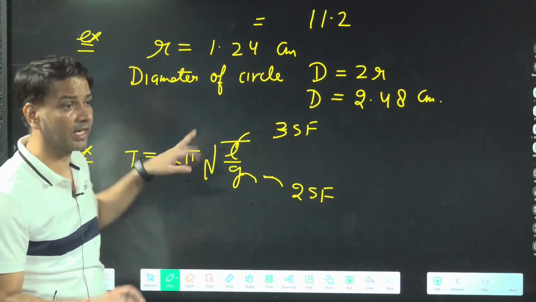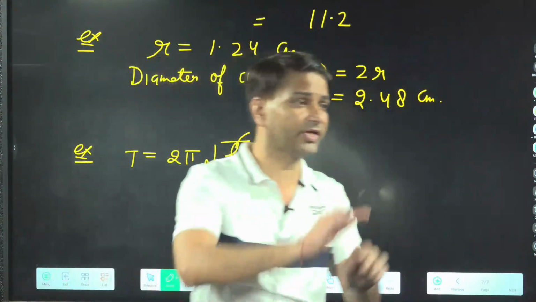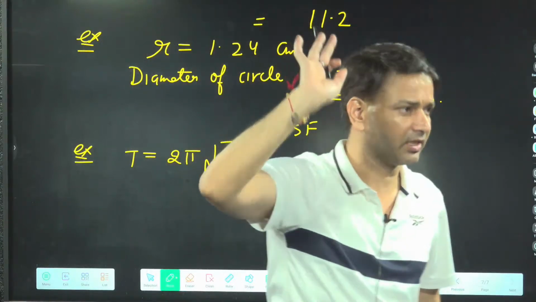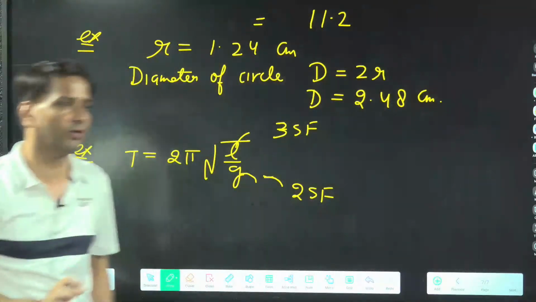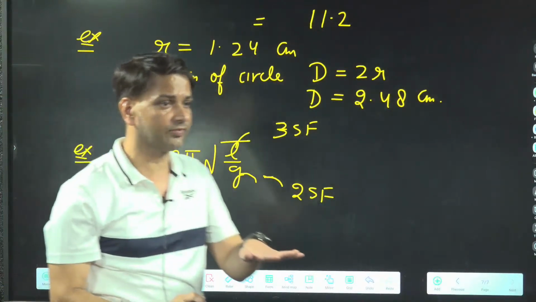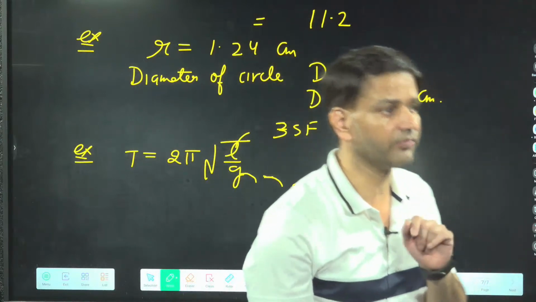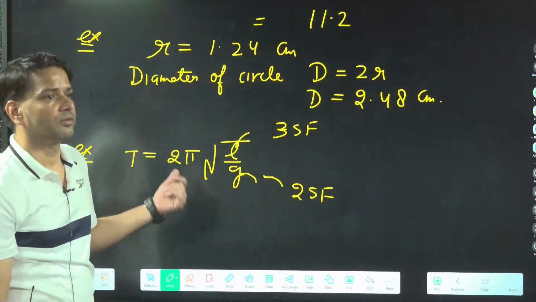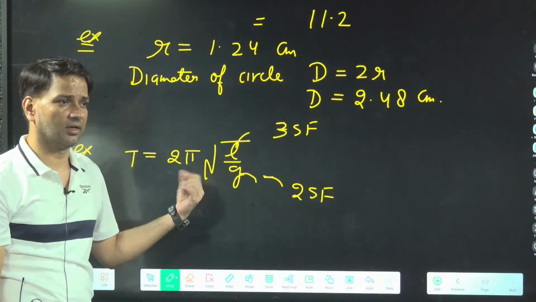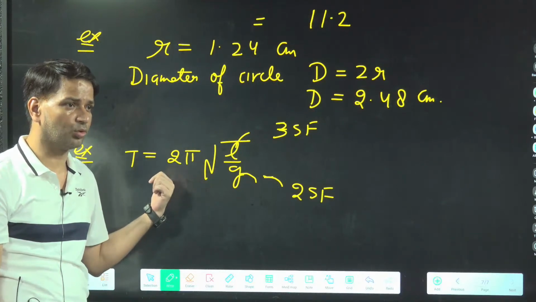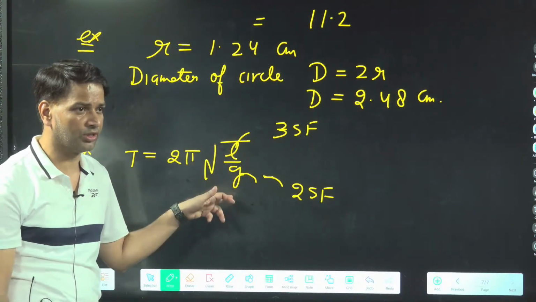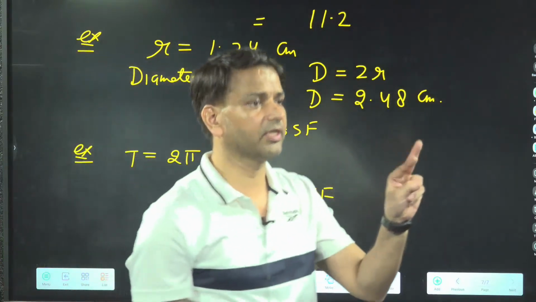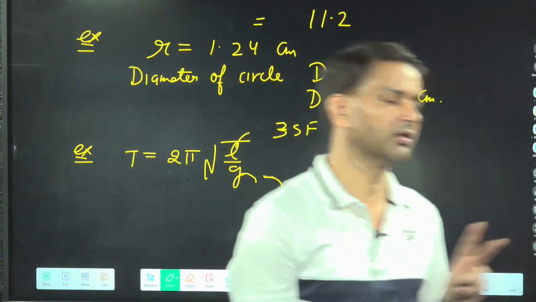Pi is also a multiplier, and pi is not 3.14. Pi we can write up to a non-terminating decimal, so many places. So don't think that pi is 3.14. 3.14 has 3 significant figures, but pi does not, because 3.14 is just the approximate value we write. So pi will not be the deciding factor. It is a constant, a numeric multiplier. 2 is a numeric multiplier. So we only have to check L and g. L has 3 significant figures, g has 2. So the product will have 2 significant figures only. So T will have 2 significant figures.